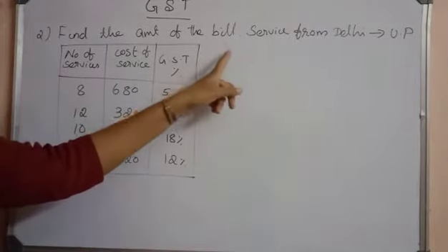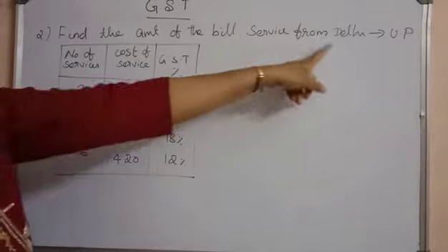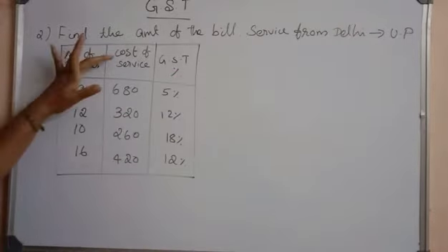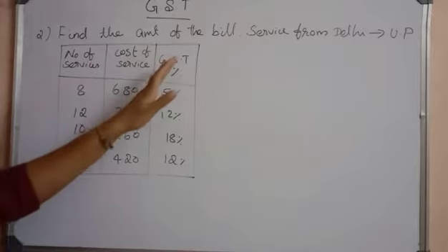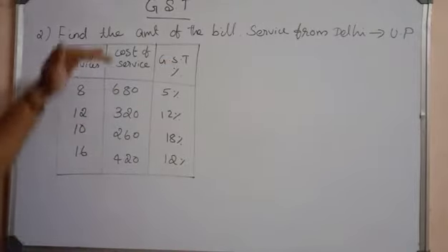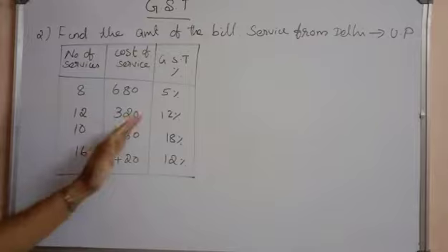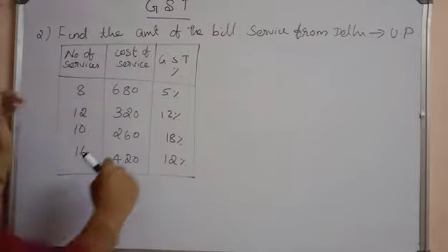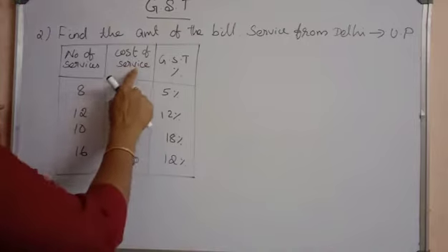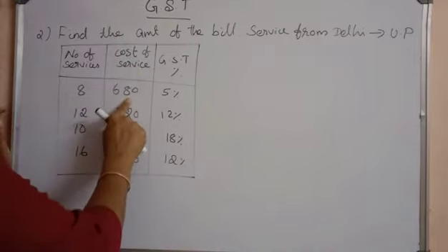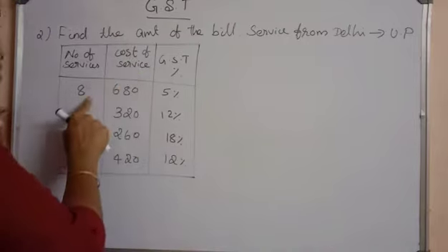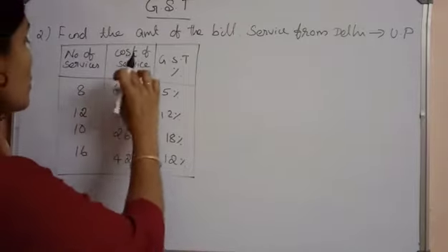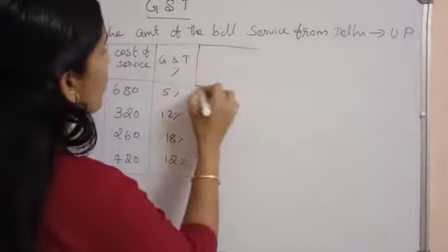Find the amount of the bill when the service is given from Delhi to UP. The number of services are given here. Cost of each service is given and the GST rate is also given. We need to find the amount of the bill. For that, first we need to find what is the total cost of each service. Here, the service cost of one service is 680 and that kind of 8 services are happening. So we need to know what is the total cost of this first service. So the total cost we need to find.